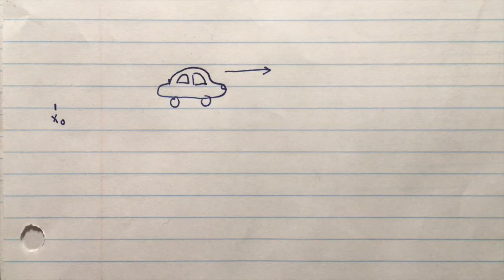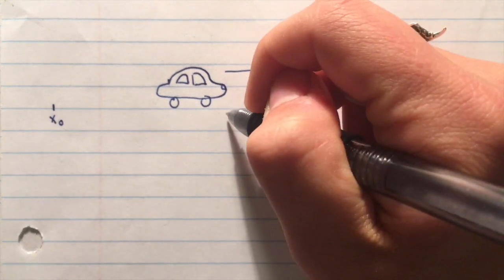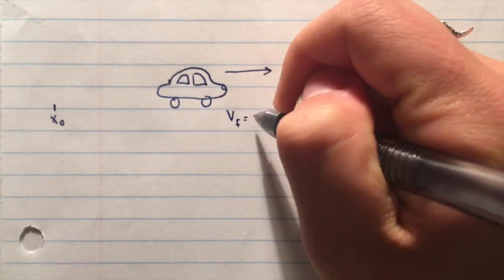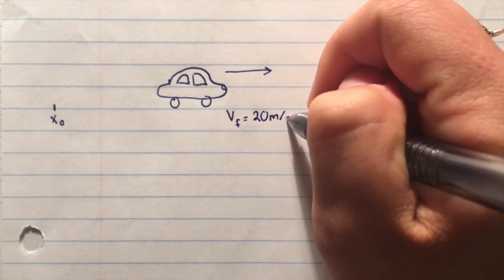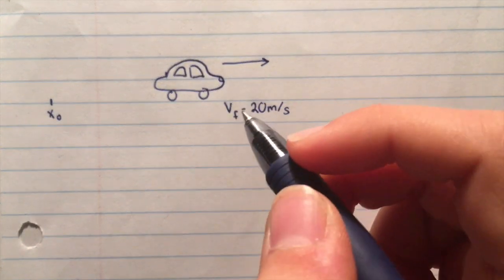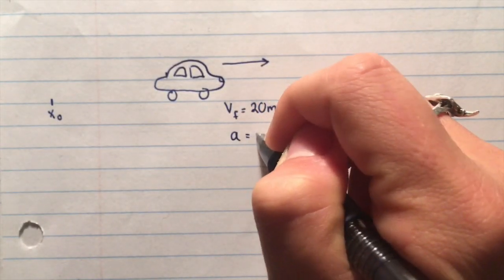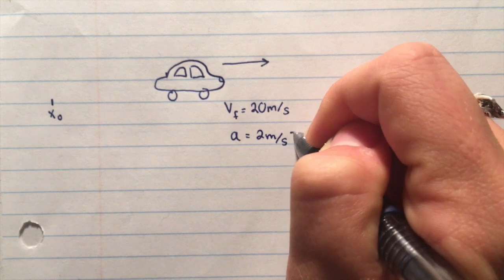Step 2: Label your knowns. Now, what do we know from the problem? What does the problem give us? Okay, it says the car has a final speed of 20 meters per second. So my v final equals 20 meters per second. We know the acceleration of the car is 2 meters per second squared. So I'm going to say acceleration is 2 meters per second squared.